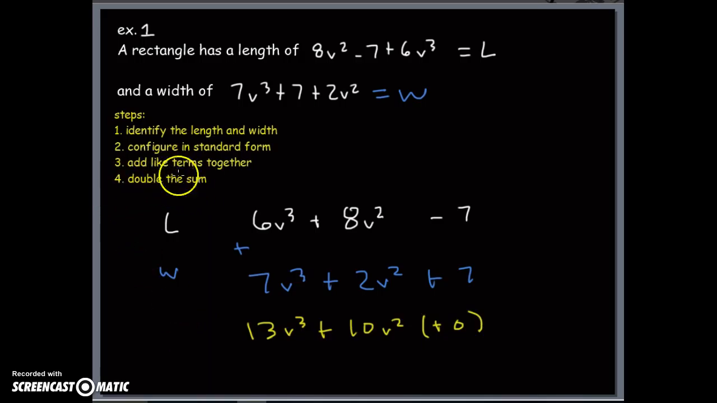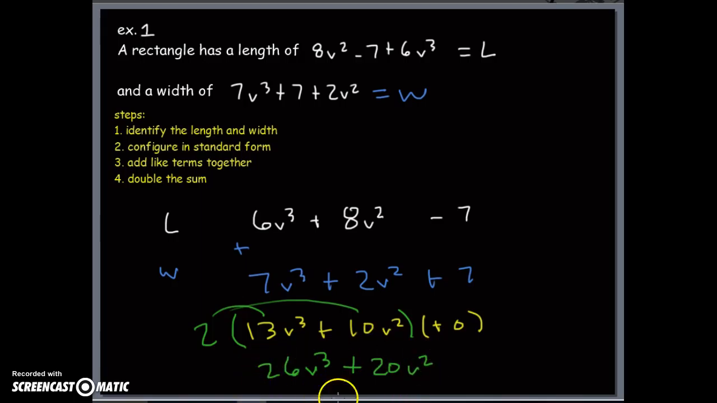So now the fourth step after we add up our like terms is to double the sum. So this is the sum right here, and all we have to do is double the sum for the perimeter. So we'll go ahead and multiply this by 2. That's what doubling means. So we're just going to distribute this 2, or double 13. When you double 13, you get 26, v to the third. Notice how the exponent's not changing. We're not multiplying bases, so the exponent's not going to change. We're just multiplying the coefficients here. And then when we double 10, we get 20, v squared. And here is the answer that you will put in for the perimeter of this rectangle.